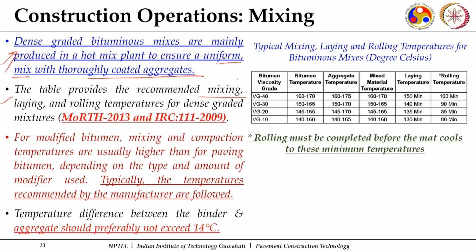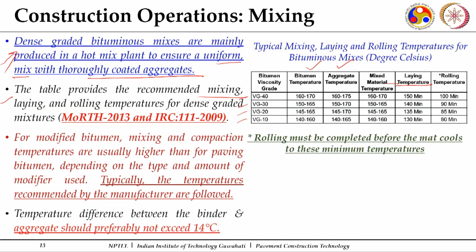So, when one needs to prepare mixes, specifically using the viscosity grades VG 10, 20, 30, one is the temperature at which the bitumen is to be heated, the temperature at which the aggregates need to be heated up, and finally they need to be mixed together. So, what should be the mixing temperature, and once the mix is produced at the plant, it is taken to the field and laid there. So, a laying temperature is also specified.